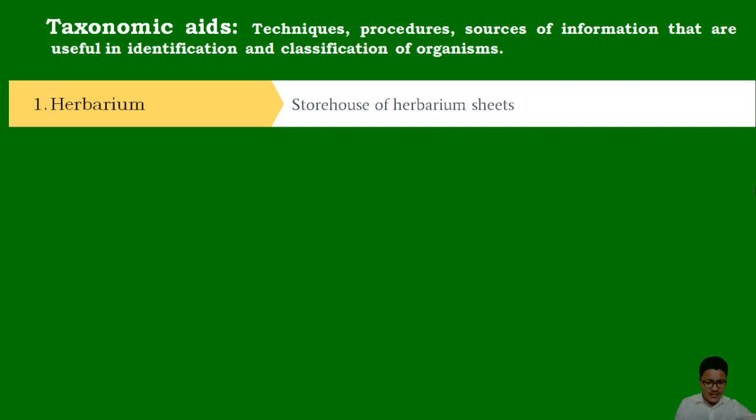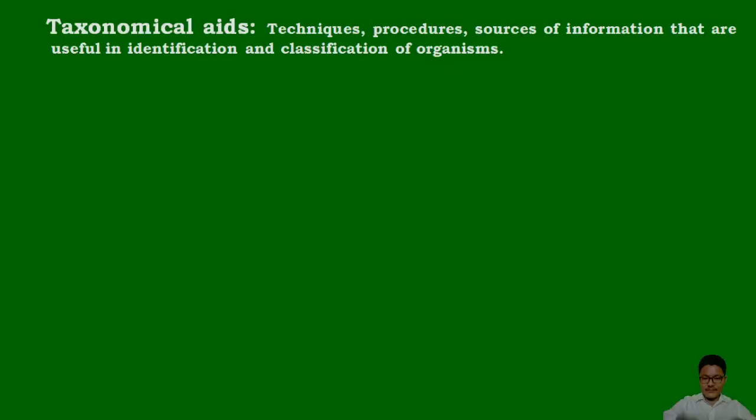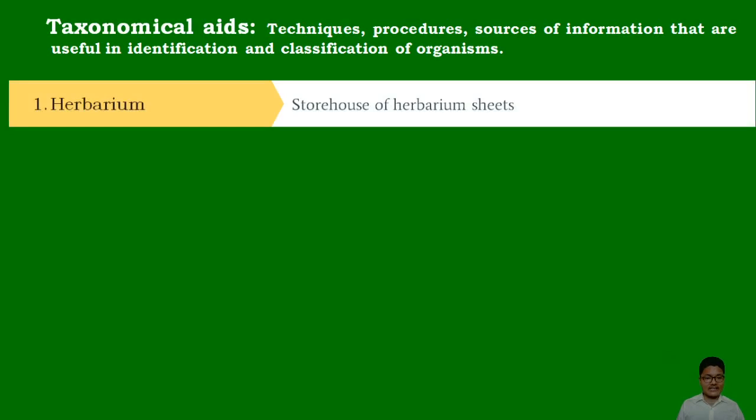So some of the taxonomical aids. I should mention taxonomical aids here. That's wrong. Let me mention it. I've already mentioned it. I'll save. Now, the first taxonomical aid here is herbarium.